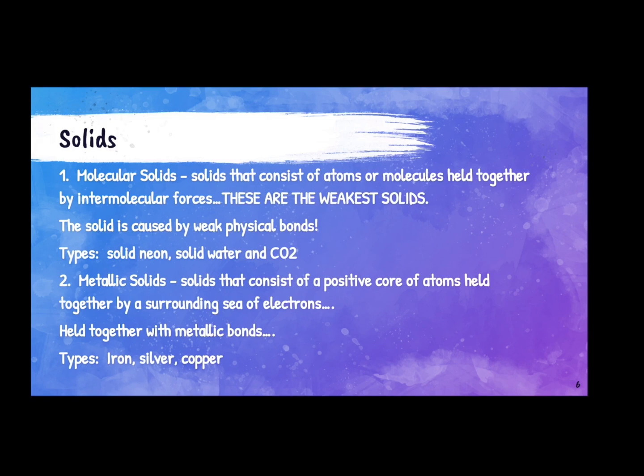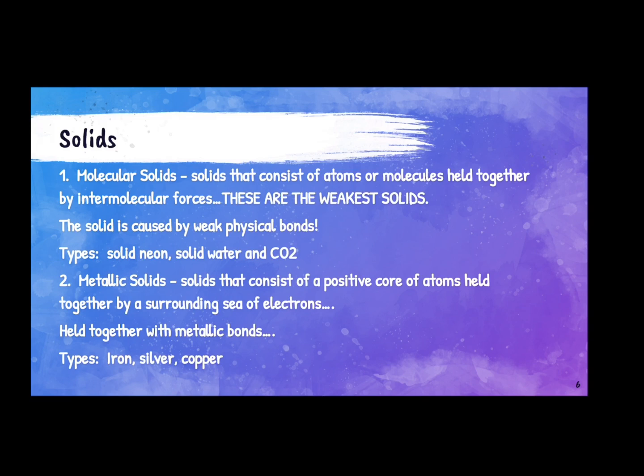So let's talk about each one. Molecular solids are going to be your weakest. They consist of atoms or molecules that are held together by intermolecular forces, so weak physical bonds. Those are going to be easy to break. Examples would be neon, solid neon. So neon's a noble gas. Noble gases really don't exist as solids. It's super rare, so that's something that would easily break apart. Solid water and CO2 are other examples.